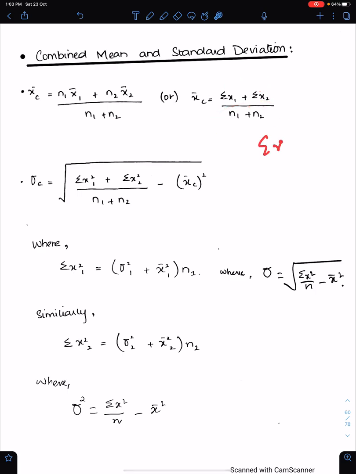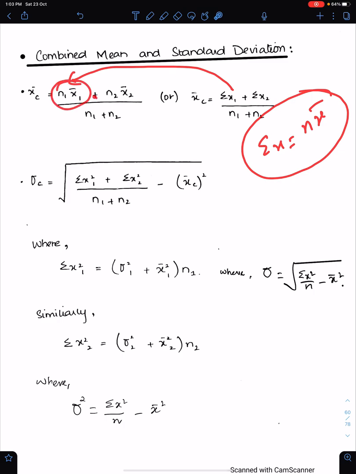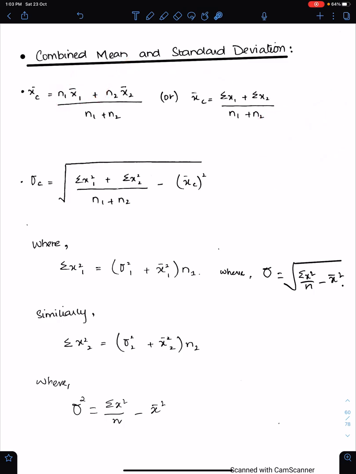And you know sigma x is n times x bar. So by replacing sigma x by n1 x1 bar, you can learn this formula. So you can either use this or this, it depends. This is the formula for combined standard deviation, and you need to learn this by heart. And these two formulas are also. And this is the combined mean. The result of this is here.